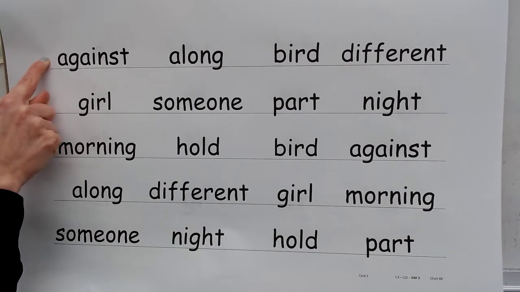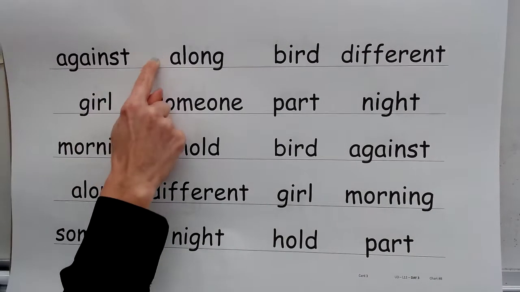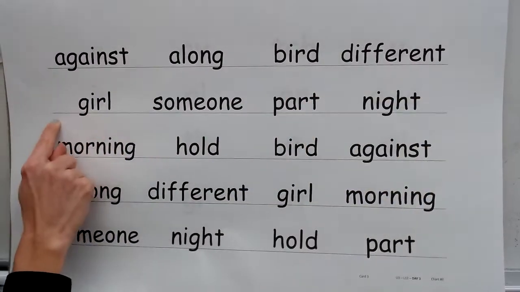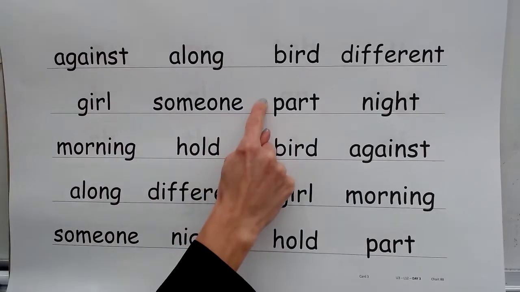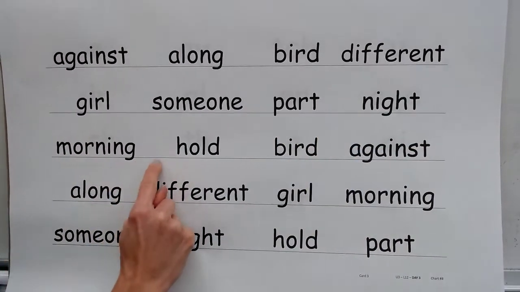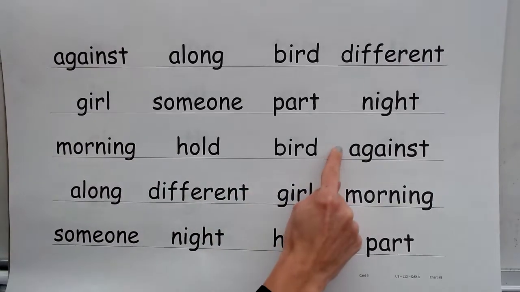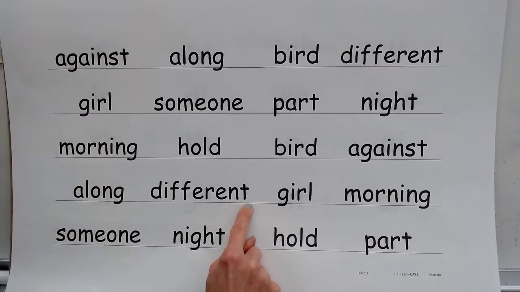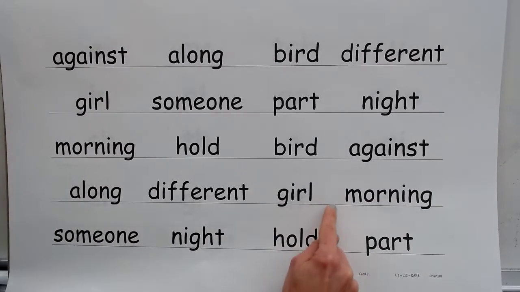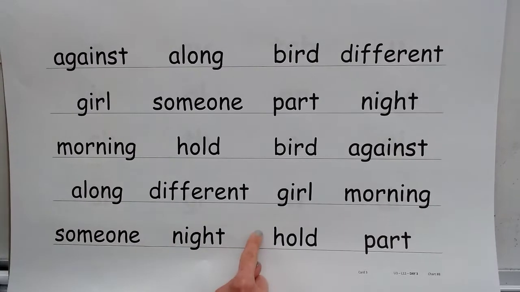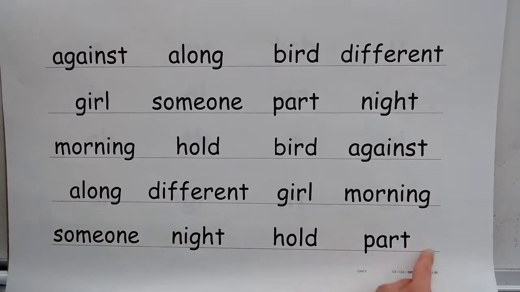Get ready. Word. Against. Word. Along. Word. Bird. Word. Different. Word. Girl. Word. Someone. Word. Part. Word. Night. Word. Morning. Word. Hold. Word. Bird. Word. Against. Word. Along. Word. Different. Word. Girl. Word. Morning. Word. Someone. Word. Night. Word. Hold. Word. Part.